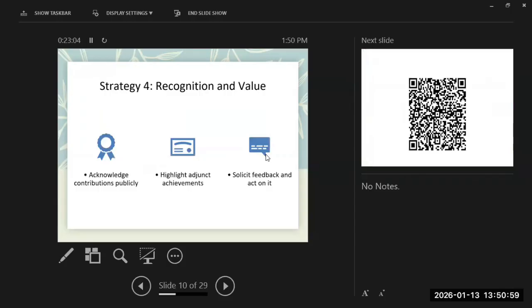So, recognition and value: we need to acknowledge contributions publicly. This is something that I think is easy to do, and we may already be doing this. You know how we do student highlights on our Facebook and social media? We could, on a regular basis, highlight our adjunct faculty. This one's probably an easy fix. Maybe do that a little more often and acknowledge how they contribute to our departments and programs, highlighting their achievements, and again, solicit feedback and act on any recommendations that the adjunct faculty are giving. When they give their input to us, we need to make sure that they feel like we're really taking that into consideration and acting on it.